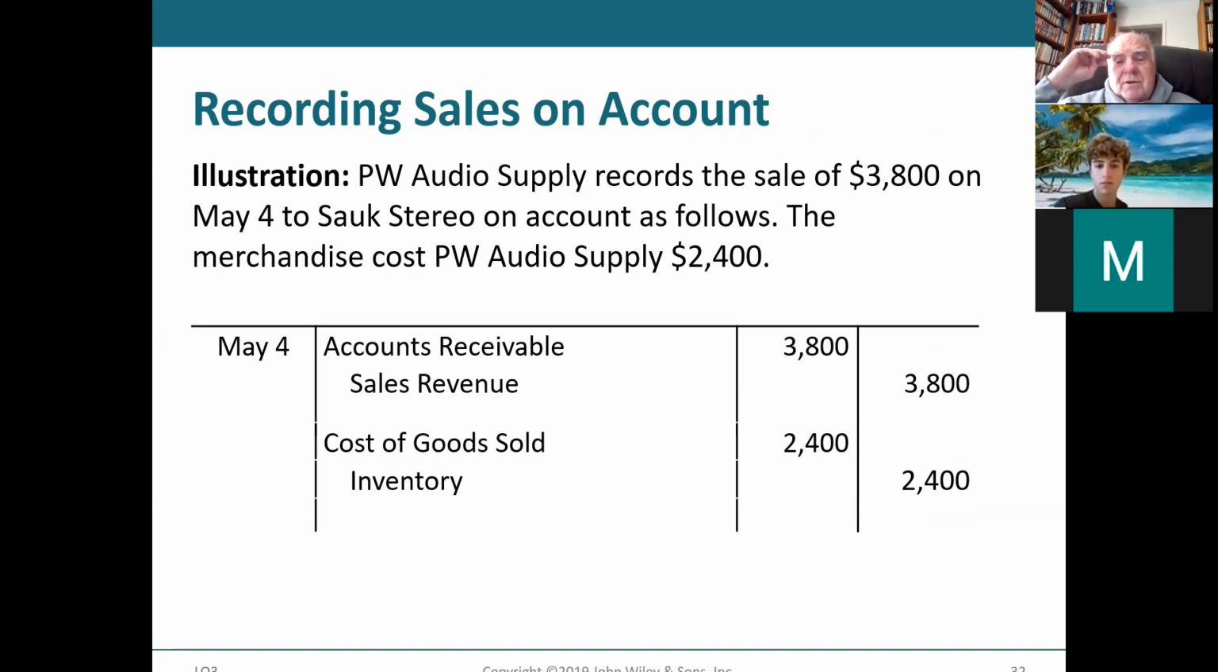So what's the key thing with the perpetual system? You're recording both the sale and the cost of goods sold in the selling journal entry. Periodic does not touch the cost of goods sold. That's why we have to count an inventory at month end.